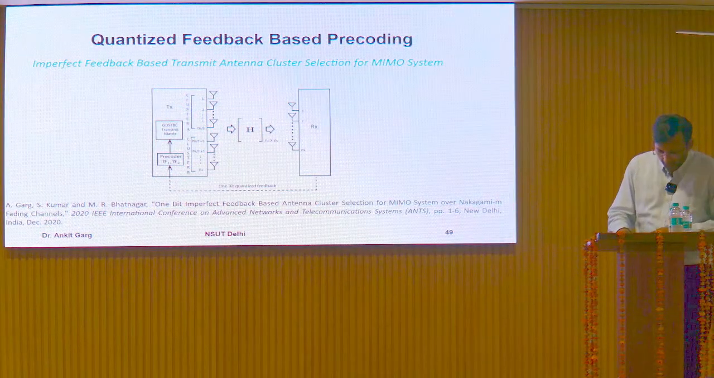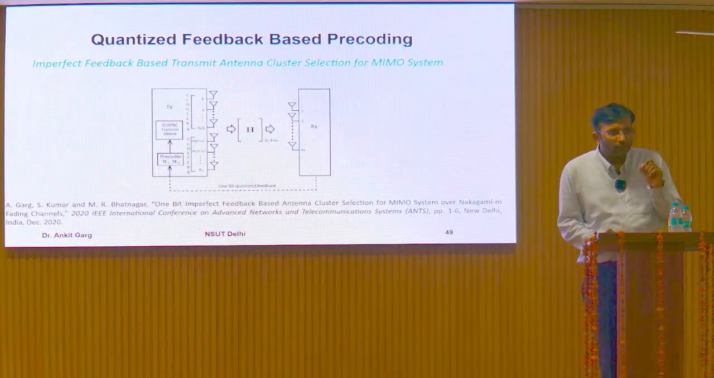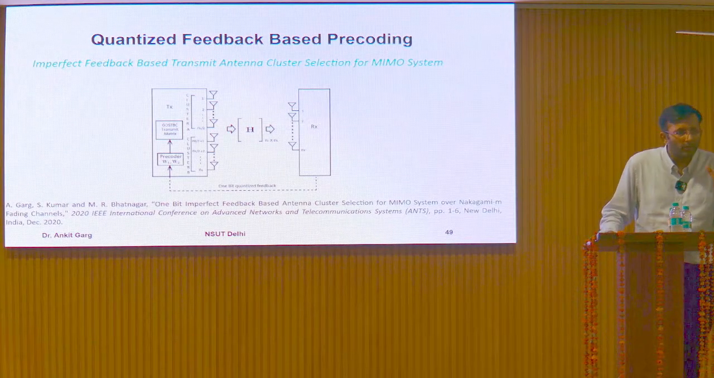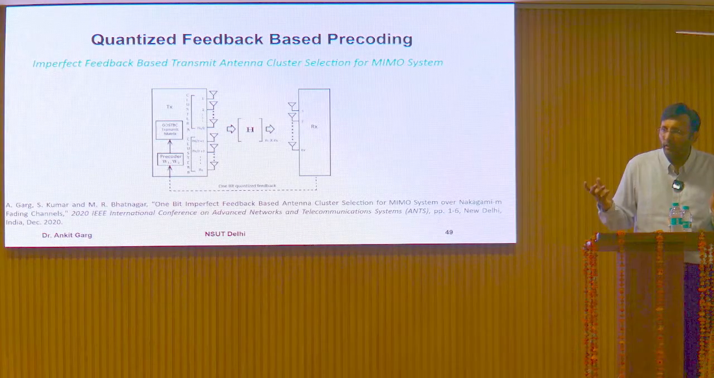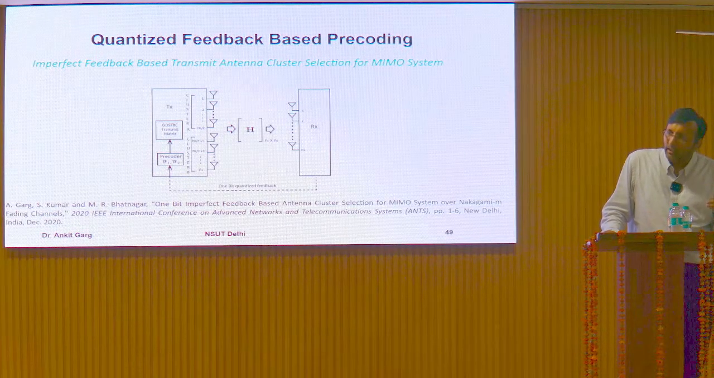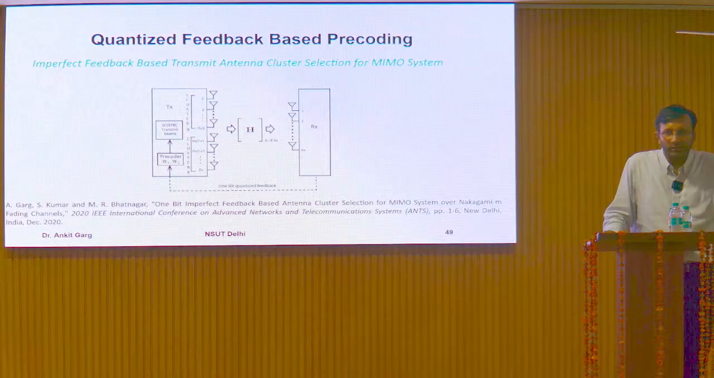Okay, so what we have here, we need log base 2 N number of feedback bits to provide the channel state information from the receiver to the transmitter for N number of transmit antennas, which is quite high. For example, if we have 256 antennas, it means we would require how many bits? 8 bits, right? So accordingly, if the antenna count increases, the feedback bit count also increases.